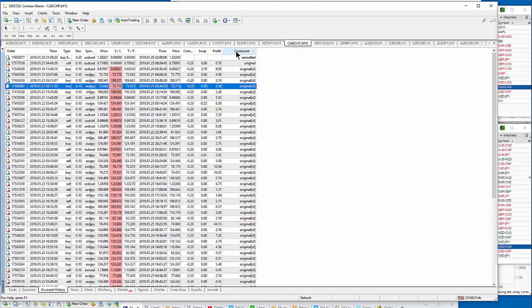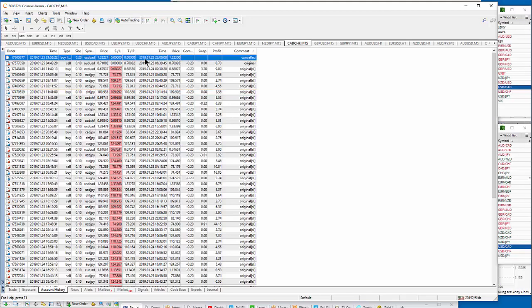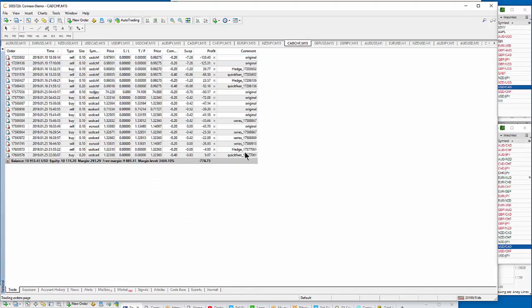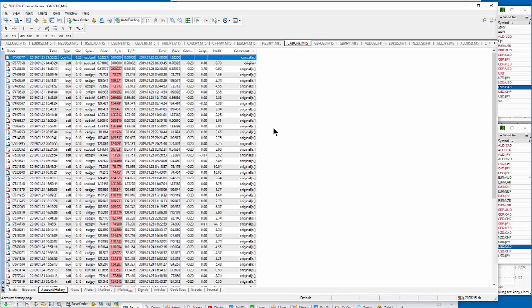So let's sort them now by comment. By sorting them by comment, we can see that we had one canceled trade. What does that mean? That means we added a hedge, because the only time you get a canceled trade is when you're adding a hedge and a quick fixer, because there's two orders for quick fixers. One will pick up, one will cancel, and that was right here on this USD CAD. And that was the only new hedge that we got last week.